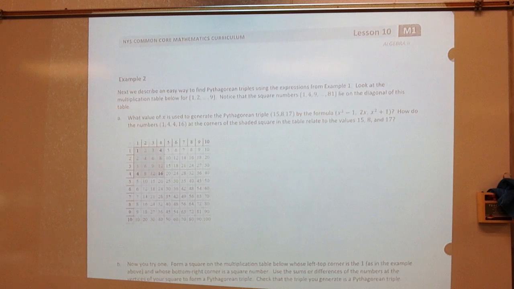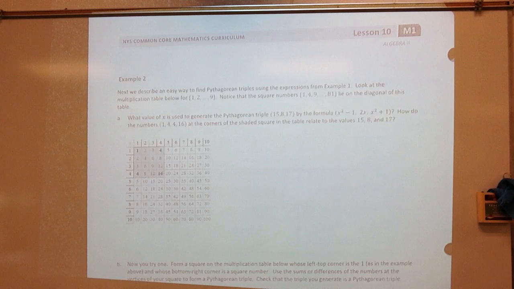Alright, so it wants to know what value for x is used to generate the Pythagorean triple 15, 8, 17. Using the value 4 for x gives us the triple 15, 8, and 17. We already did that on the back. That's why I gave you the answer here, because you already knew. But let's talk about why, how, what are we doing here? If you look at this, guys, they've shaded this, and they want to know how the 1, 4, 4, and 16 relate.